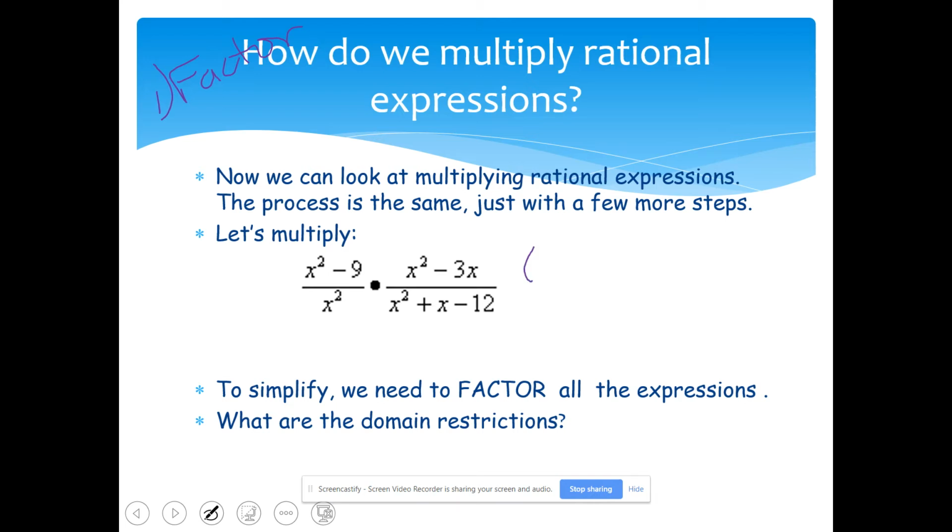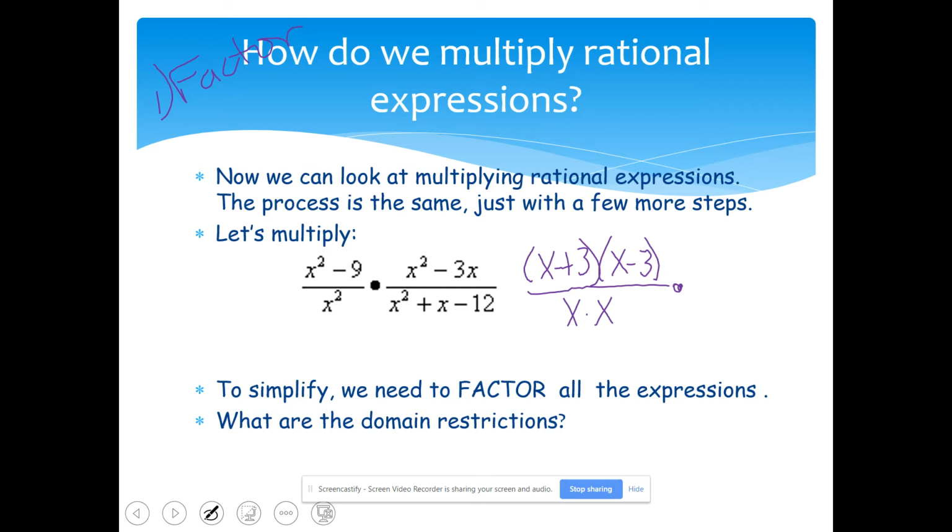Minus 9 is a difference of squares. So it's going to be x plus 3 times x minus 3. On the bottom, that x squared, well, there's nothing to factor because I don't have any adding or subtracting there, but I could write x squared as x times x if I wanted to.